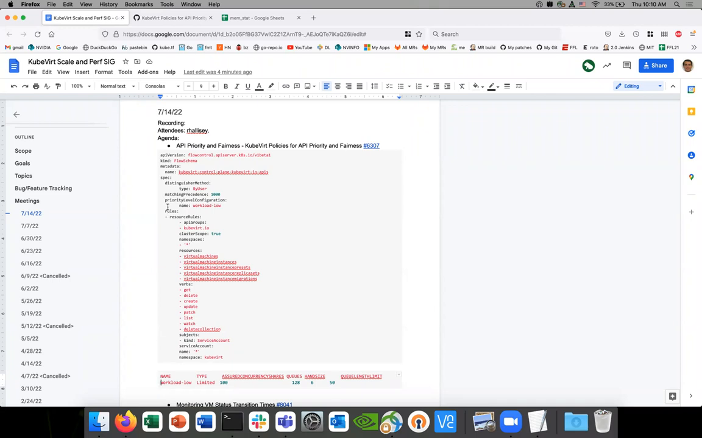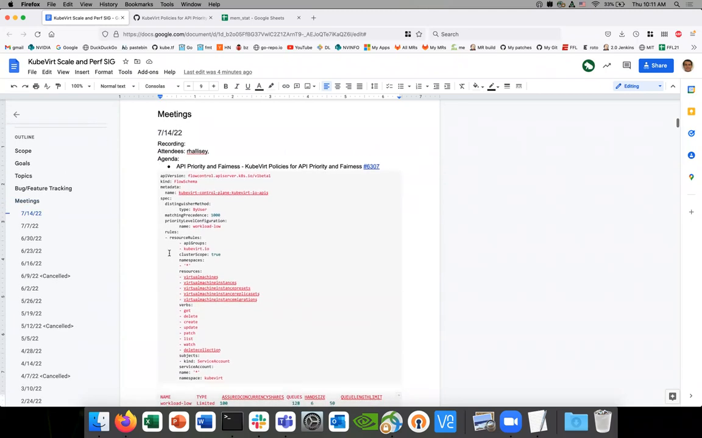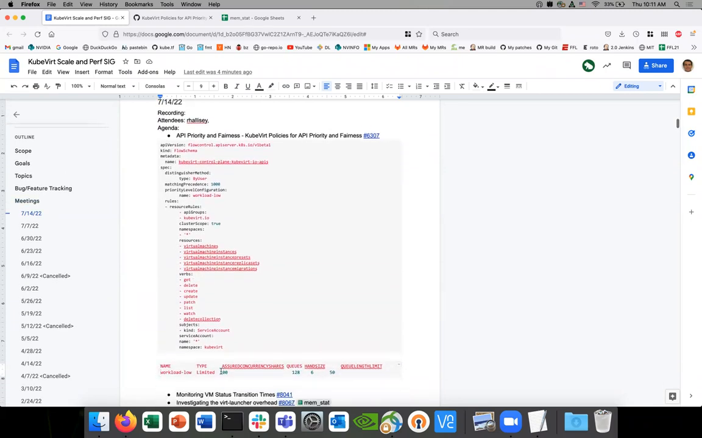So that was really good to see, and it's what we wanted. So I think in terms of a starting point for API priority and fairness, this is something that fits. It makes sense to start with this, and we can always optimize. And this is also per cluster. I really think that people will want to edit this over time, based on the performance they're expecting in their cluster.